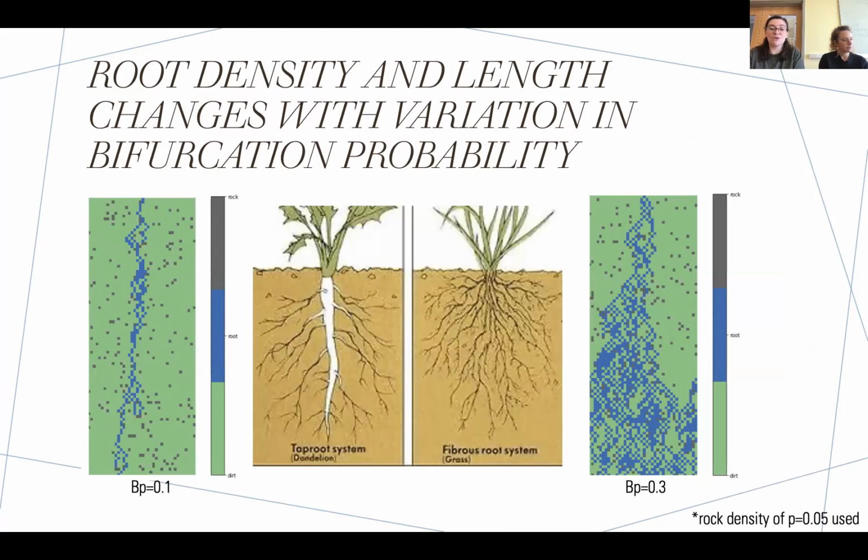You can also note that for both of these cases, our rock density is 0.05, which we saw earlier. The root sometimes does not make it all the way down to the bottom of the cell at a rock density of 0.05, but it always consistently does at a branching probability of 0.3. And it's also much more dense, as you can see.